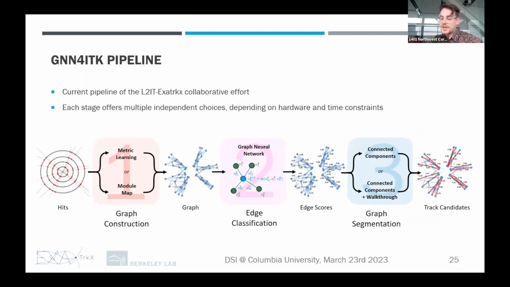So we've come up with this prototype, which basically takes your set of hits, it produces a graph in some way, and there are a few different ways to do that. It applies a GNN to classify the edges as true or false. Given those predictions, we need to do some kind of hand-engineered process to split up that graph into a set of track candidates that we try and match to the real particles.